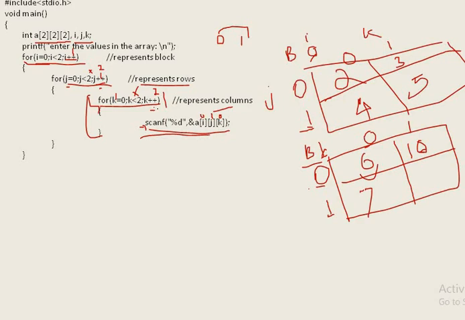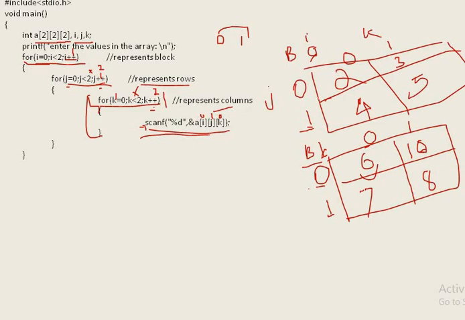Again k will be incremented by 1. K becomes 1 and again the scanf statement will be executed. Now the I value is 1 itself, the j value is also 1 and the k value is incremented by 1, then k becomes 1. So 1 1 1 will be the index of this particular location and here you can insert another value. Let us say you can insert 8 here.